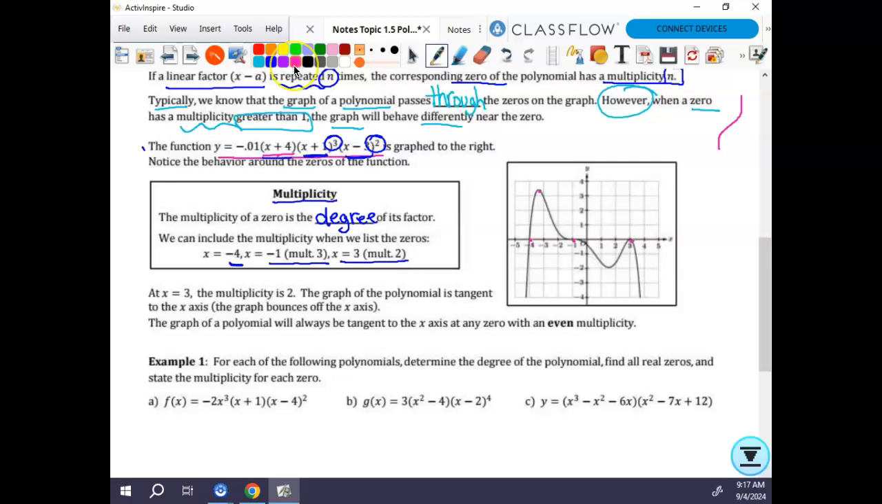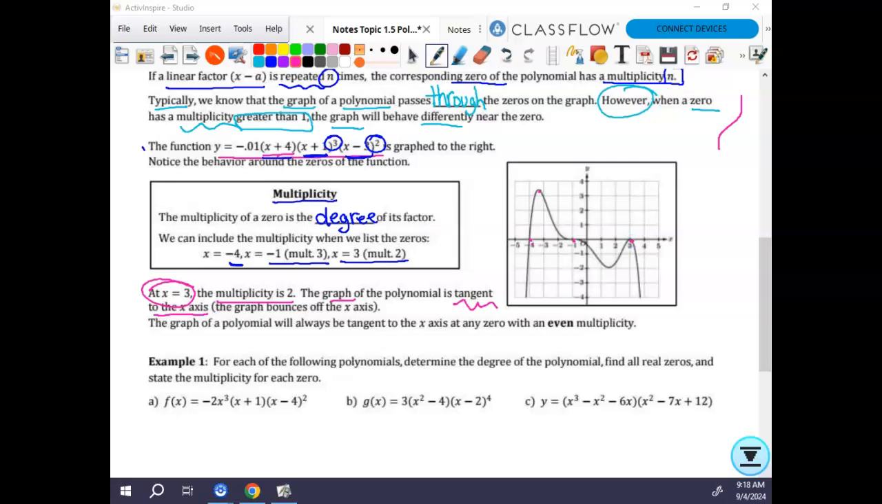So it goes on to say, at x equals 3, the multiplicity is 2. Okay, that's over there at that bounce. The graph of the polynomial is tangent, that's our official word, to the x-axis, or we think about it bouncing off, because it does look like a bounce, that's why we talk about it that way, but it's tangent. The x-axis in this neighborhood only intersects the graph at that one point. Okay, so that line is tangent to that.